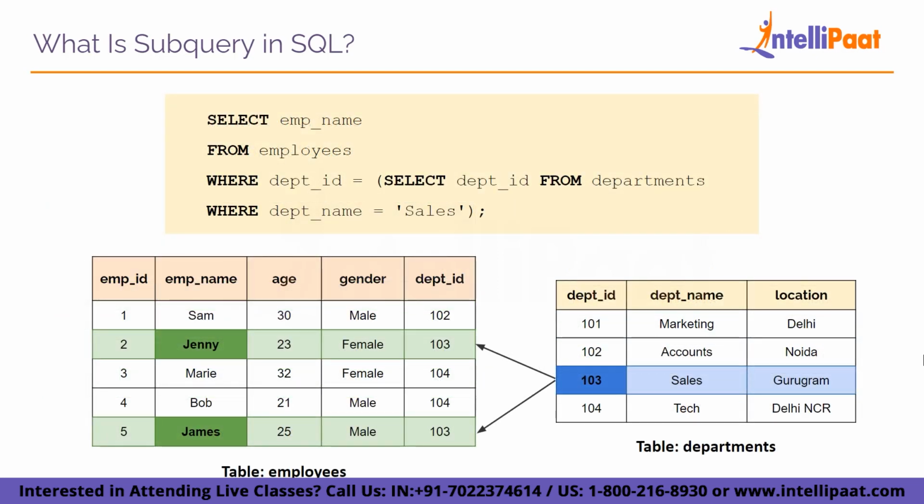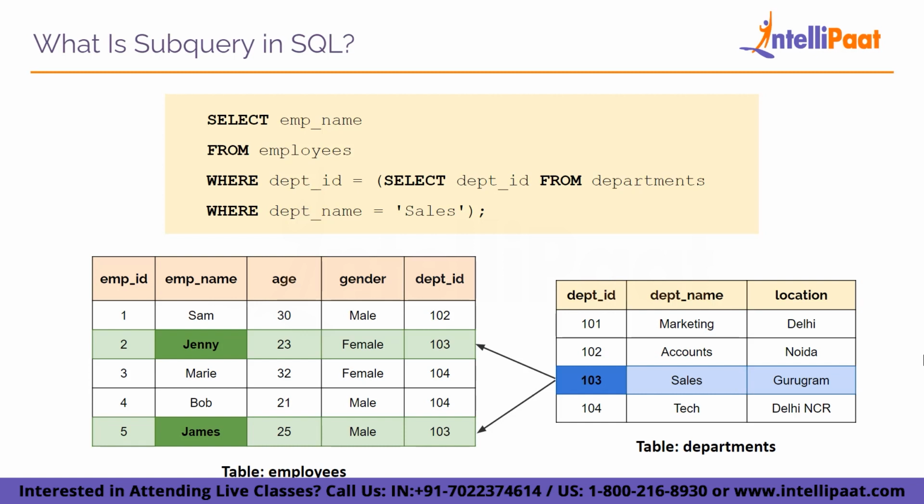So here is an SQL query to find out that Jenny and James are working in the sales department with the help of SQL queries, right? As we can see here, the subquery is select department ID from departments where department name equals sales. We are retrieving the department ID for the sales department, which is then used in the outer query to fetch the names of employees working in that department, right? So by running this query, we will get the output as Jenny and James, both of whom work in the sales department.